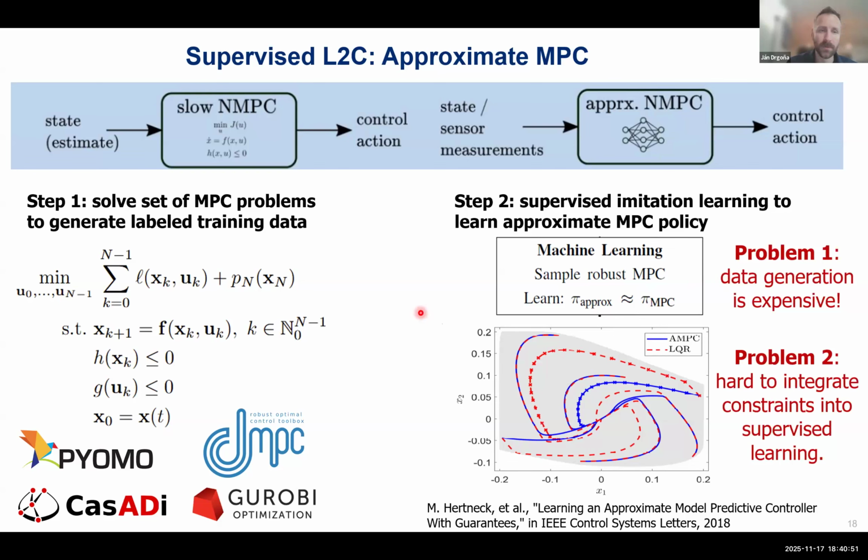But there are two problems associated with this. The first one is that data generation is expensive. In order to have good coverage of the state space, you need to solve a lot of MPC problems, a lot of optimization. Problem number two is it's hard to integrate constraints into supervised learning. So guarantees are typically done as a post-processing or verification of these learned trajectories.